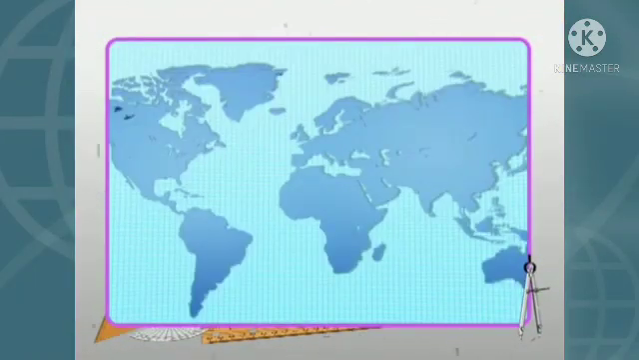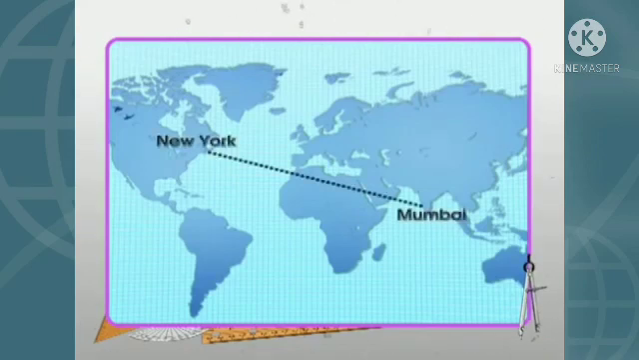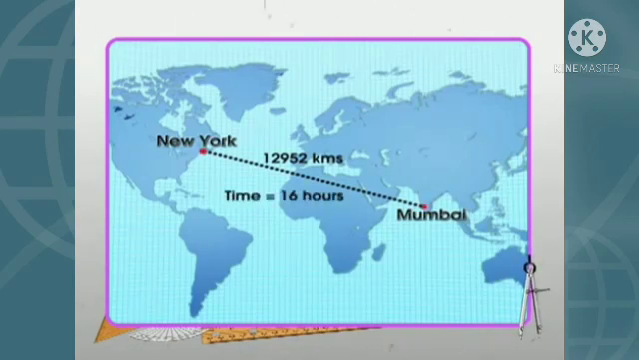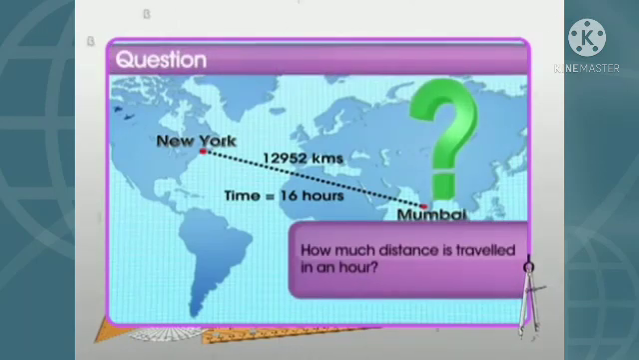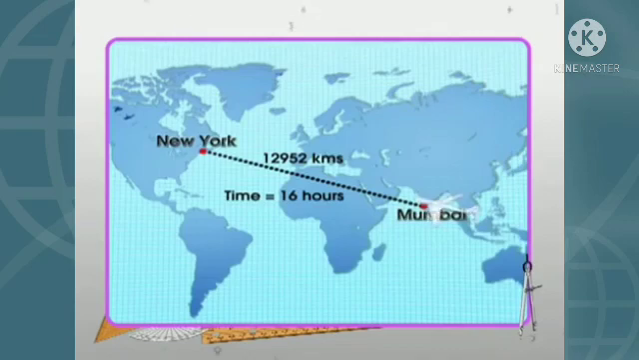Let's begin the module with this illustration. New York is about 12,952 kilometers away from Mumbai, and it takes 16 hours to reach there by a non-stop flight. Is it possible to know how far one would travel each hour? If we assume that the Mumbai-New York flight is non-stop and flies at a constant speed, then a distance-time graph can help us know that. Wondering how?